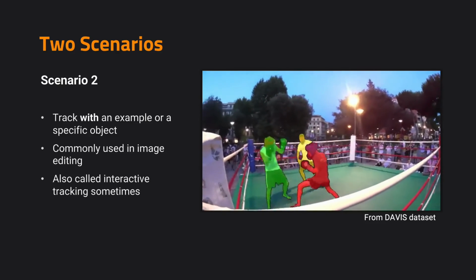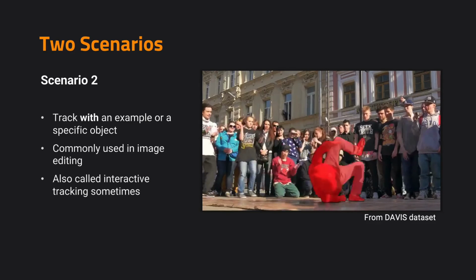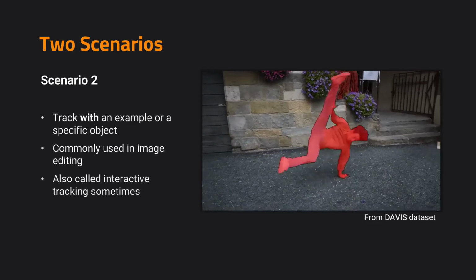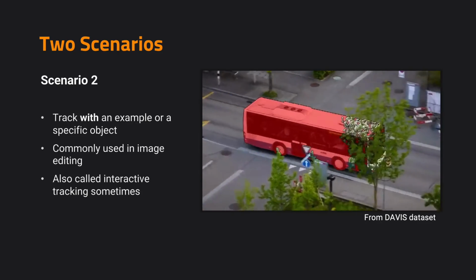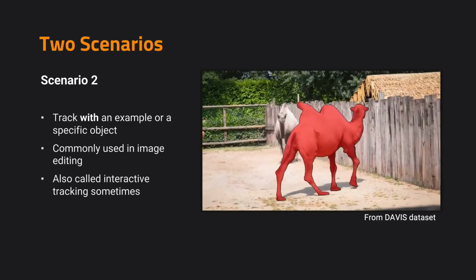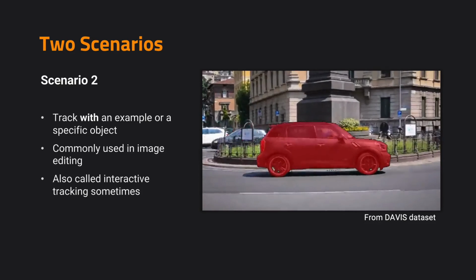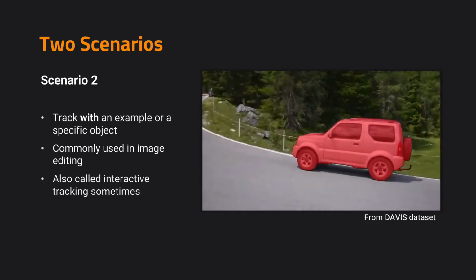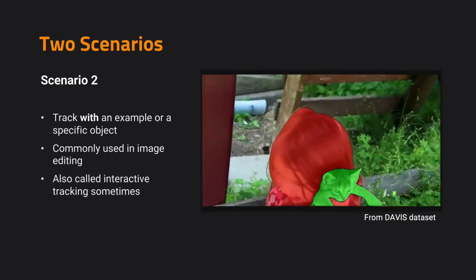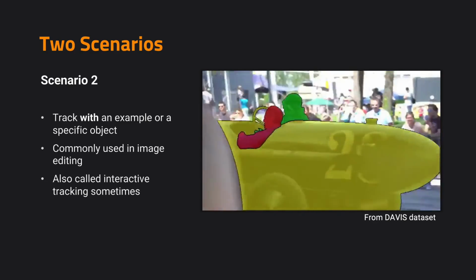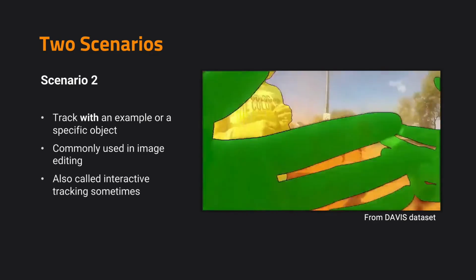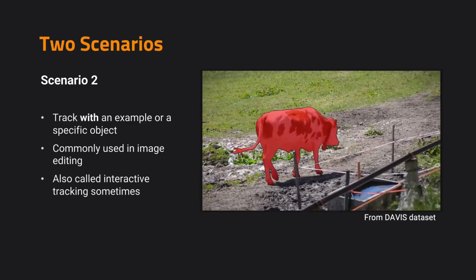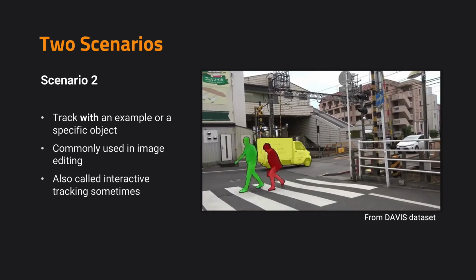In this setup, for example, you give me a video and an example of an object you are interested in, and usually this information is given by the segmentation of the target in the first frame of your testing video. And then you tell me that you want to find the same objects or the same target in the rest of the frames in this video.